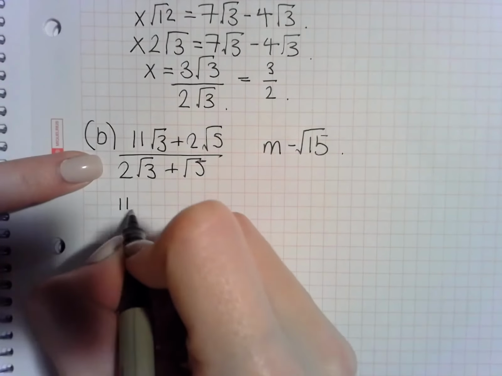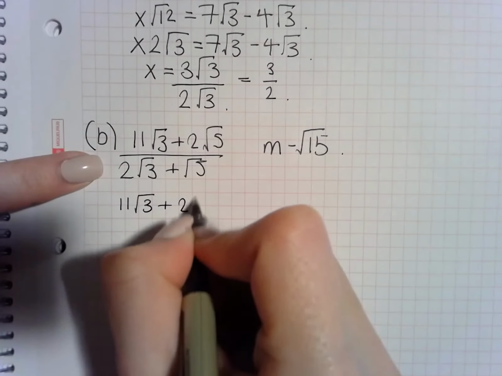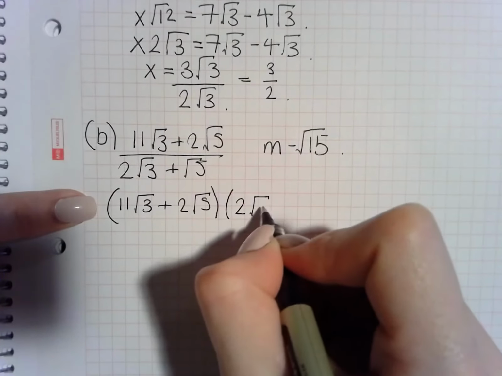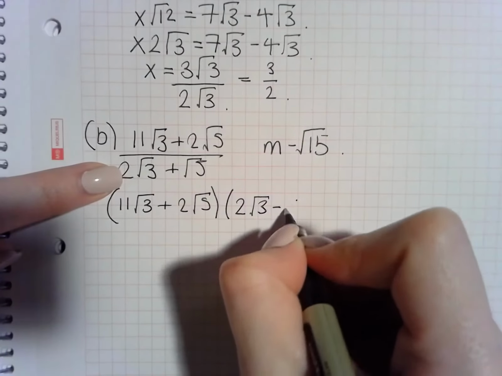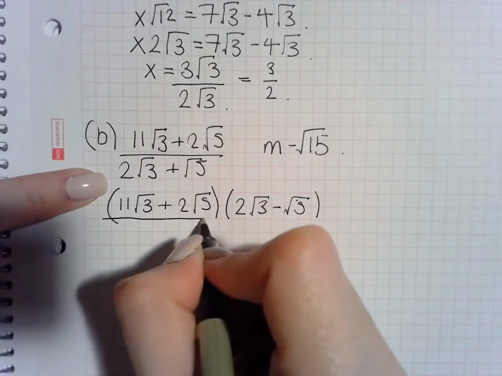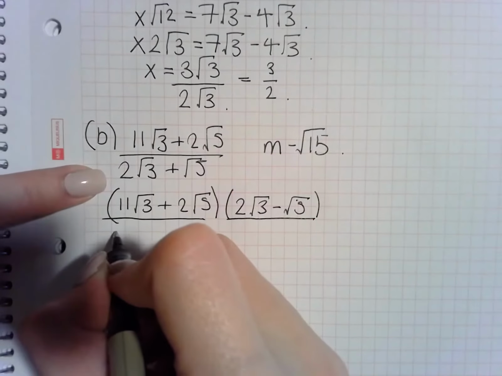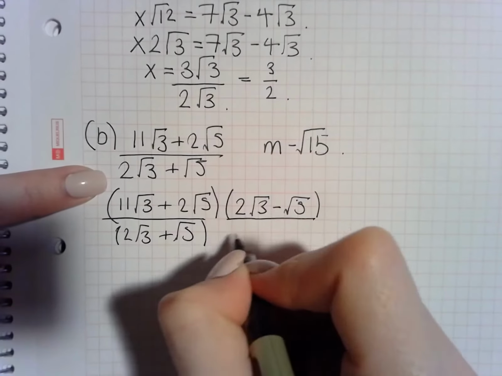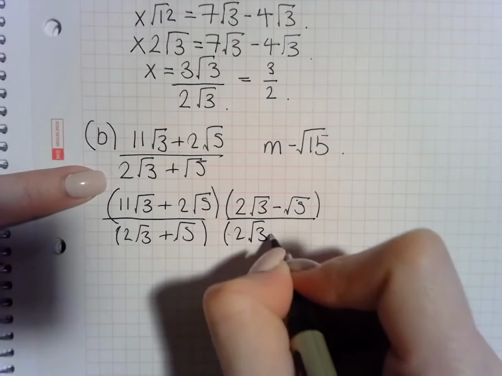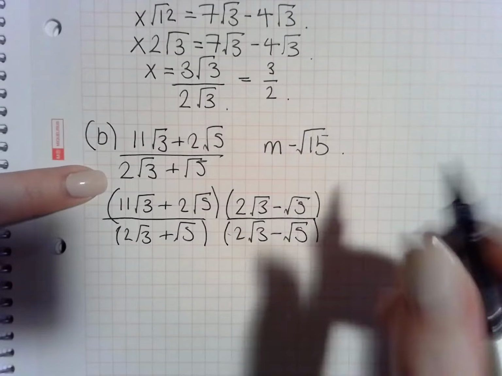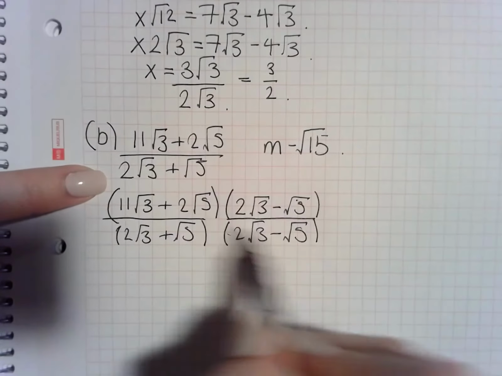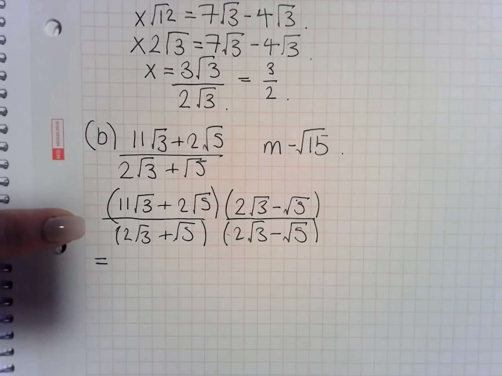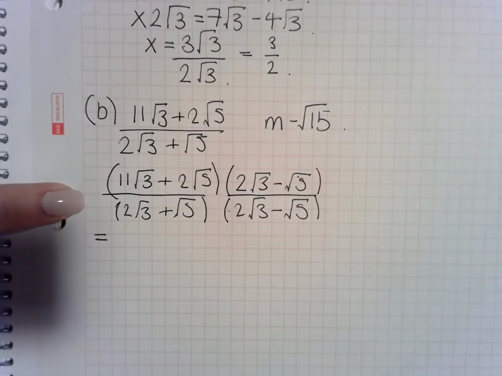So if we write all this out again, 11 root 3 plus 2 root 5, and because we're timesing it, let's just put it in brackets, times 2 root 3, which is this bottom bit, minus root 5, because we've got to times the bottom and the top by it. So on the bottom we've got 2 root 3 plus root 5, and we're going to times it by the same thing, minus root 5. So this is just like we've timesed the whole thing by whatever's on the bottom, but with a different sign, because that's what eliminates the fraction. And I will show you how now.